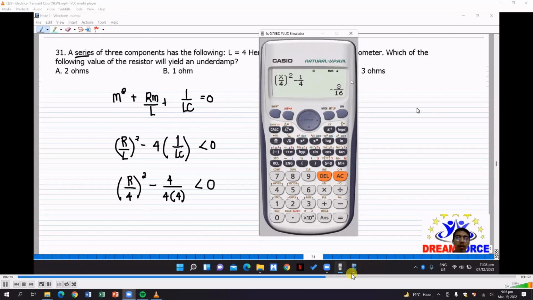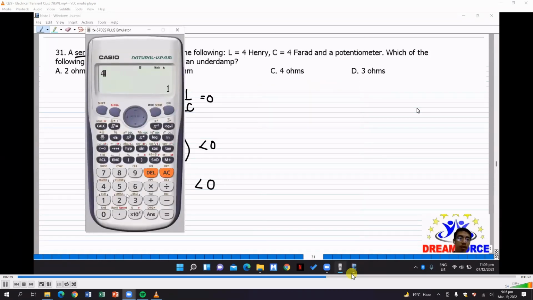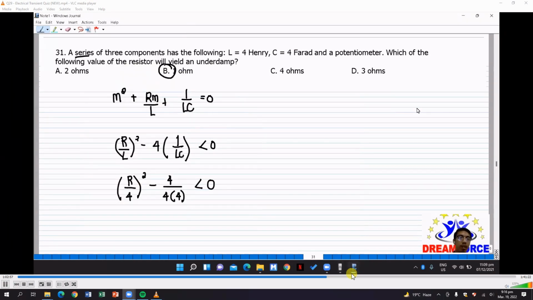Count natin si 1. Yes, this is less than 0. Calc natin si 4. This is overdamp. Calc natin si 3. Overdamp. So ang answer natin is letter B. That is 1 ohm. So kinalk lang natin yung formula natin. Inom lang natin kung sino yung magsasatisfy, given that the discriminant must be less than 0.